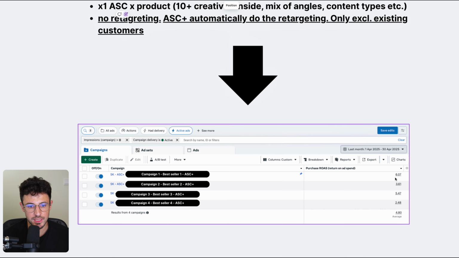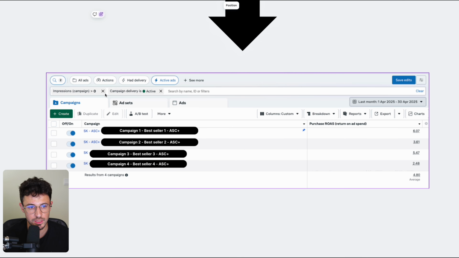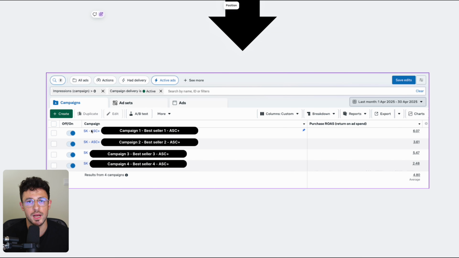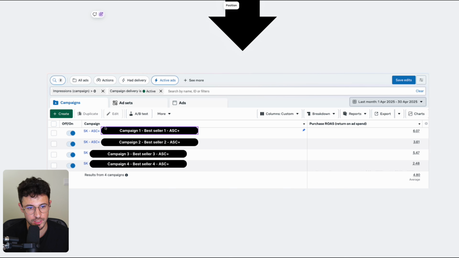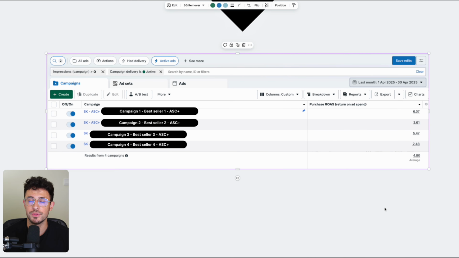And this is basically a screenshot of how the ad account looked in April. So as you can see, this is filtered by the campaigns that are active, which are the same campaigns that are active right now in May. And as you can see, we have 4 different campaigns. Each single campaign is an Advantage Shopping Plus in a CBO setup, 1 ad set only, 10 plus creatives inside, and each campaign is for one specific product. And as you can see, this is the result of a 4.80 return on ad spend.